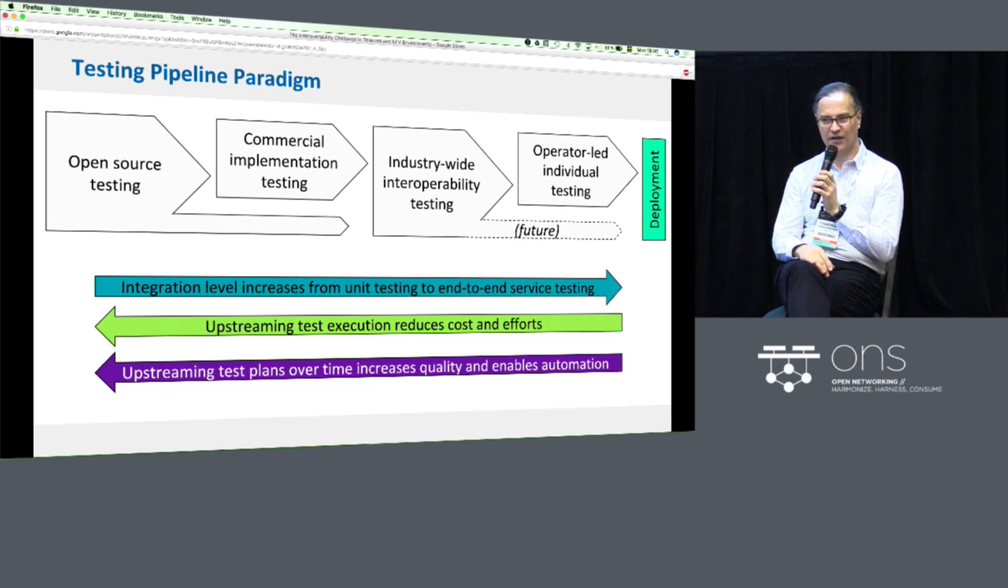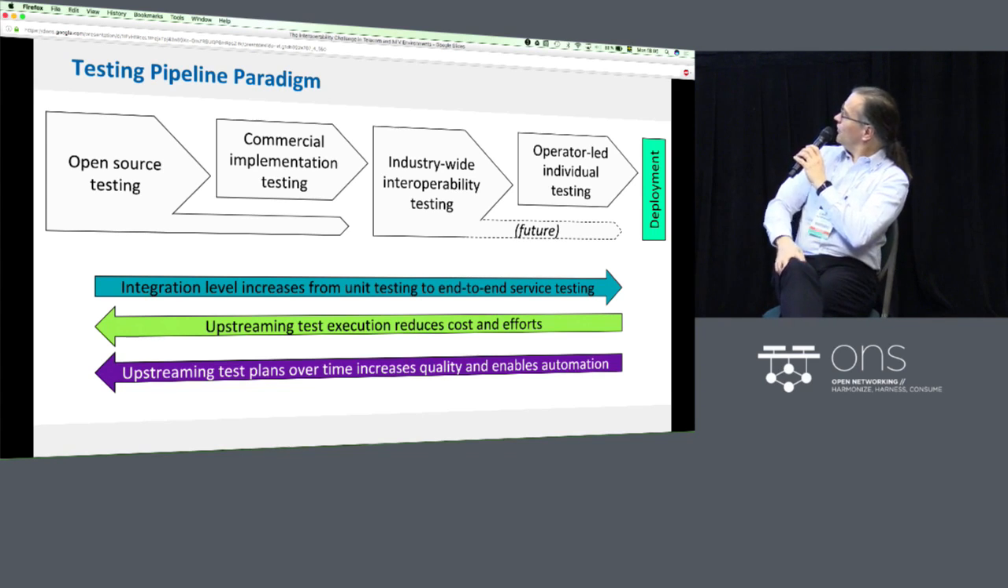At this time, I heard from some unnamed sources that integrating a virtualized network function into production typically takes a year or more, and that's surprisingly long. In order to improve this experience that service providers are seeing, we need to implement this testing pipeline.